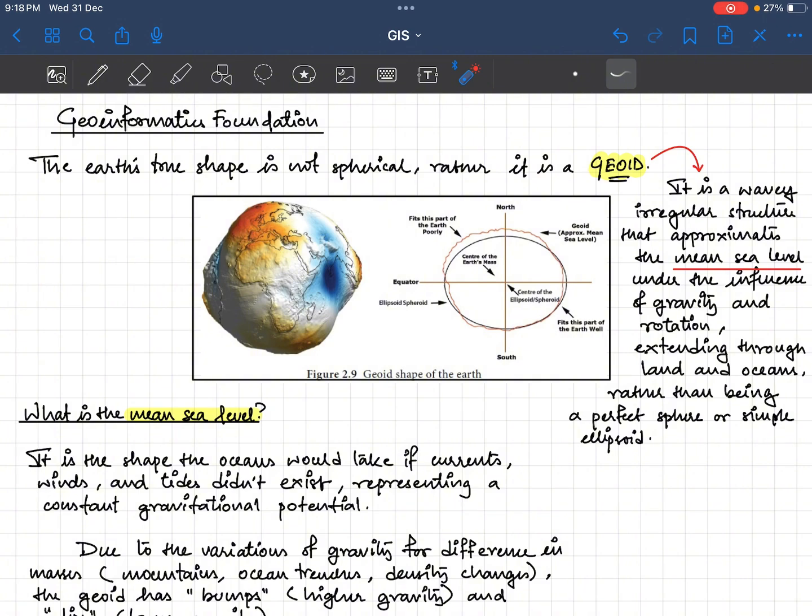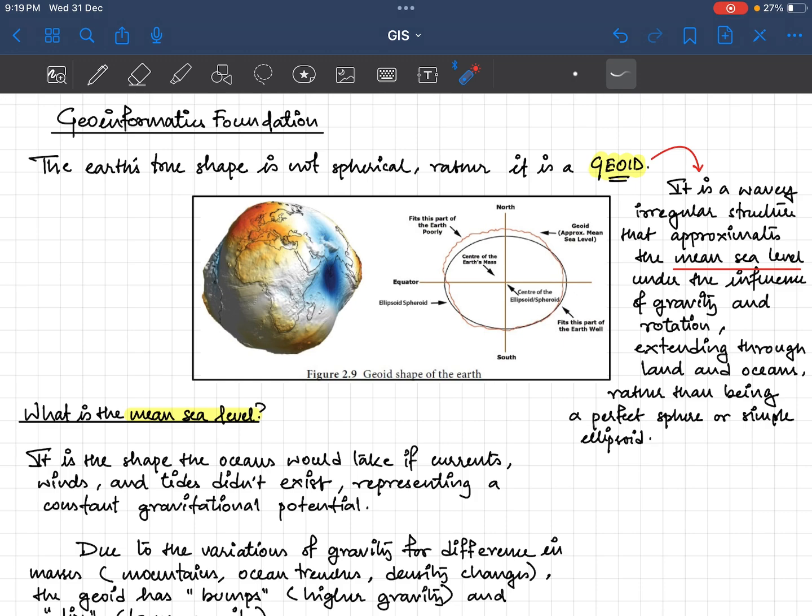Now, this surface is a specific equipotential surface of Earth's gravity field. Basically it means that anywhere or at any point on this surface, it will have the same gravitational potential. Okay, so why is it so important? Why do we even have to look at this ugly face of our Earth?